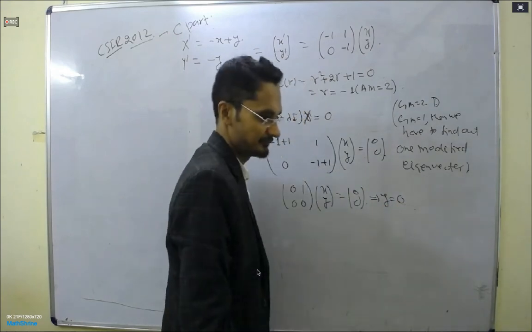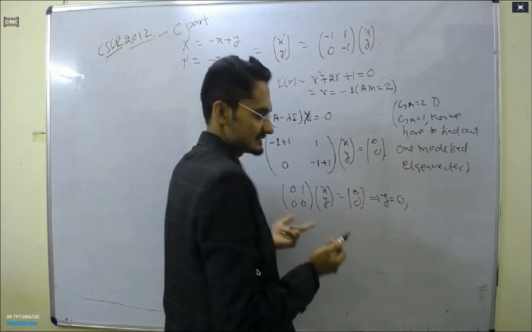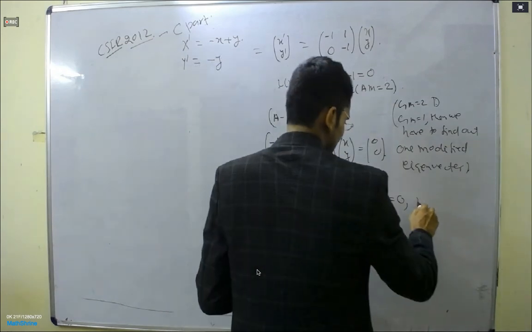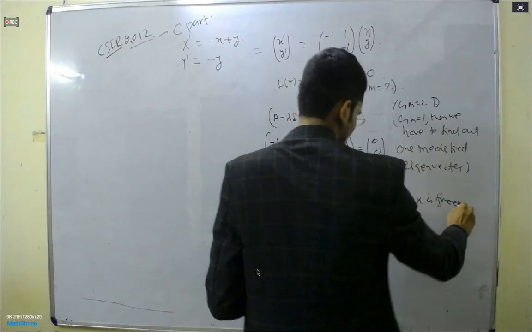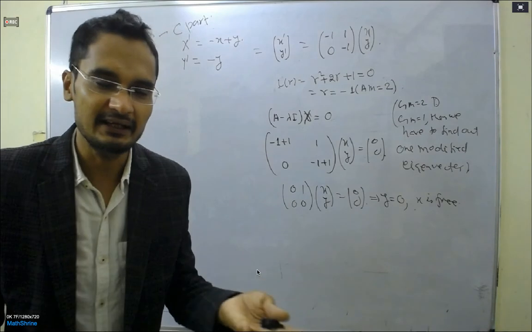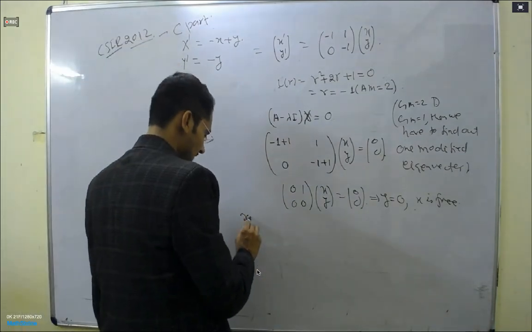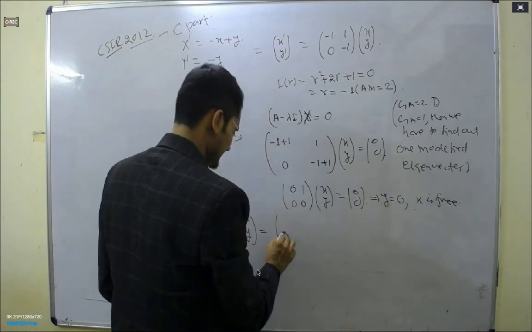All right. Very good. Once we have this V1, we need one more eigenvector. How do we find it? The formula is the same. What is that? (A minus lambda I) into W is equal to V. Right? This is the formula.